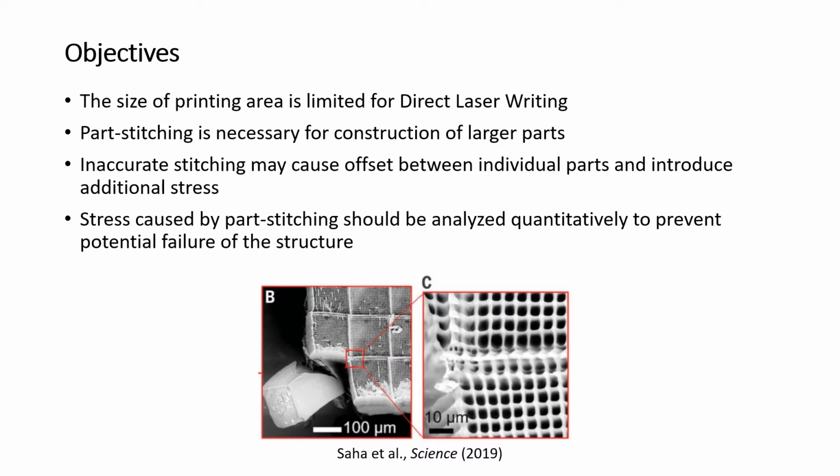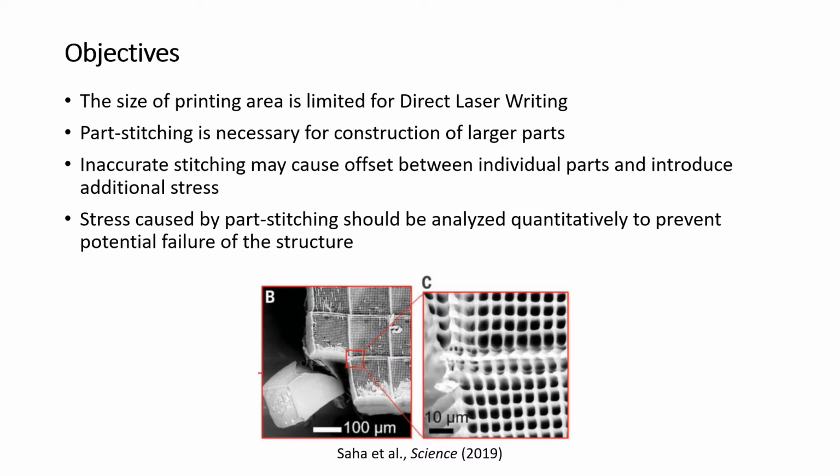Direct laser writing has gained attention as an advanced method of nanoscale additive manufacturing. However, the size of the print area is limited for direct laser writing, often only on the scale of micrometers. Therefore, to construct larger structures, part stitching becomes necessary. However, inaccurate stitching may cause offset between parts and introduce additional stress.